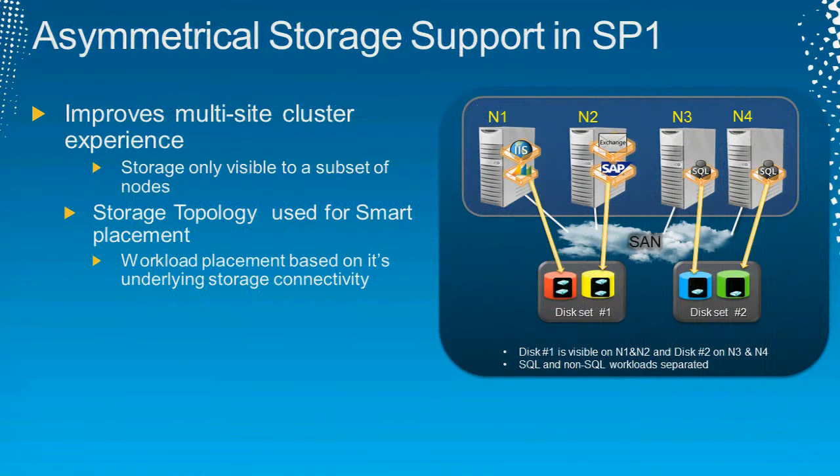There are a few things happening in SP1. We introduced something called asymmetric storage support. If you remember 2008, when you add a storage to the cluster, the primary requirement is every node in the cluster should see the disk. In SP1, we supported a scenario for asymmetric storage, especially when you have two sites, each site cannot see the other storage. Now, with SP1, you should be able to add that storage onto the cluster, and you can validate against those subsets of the nodes.